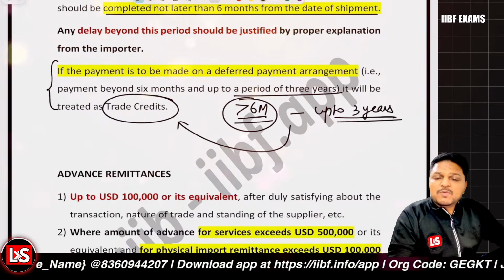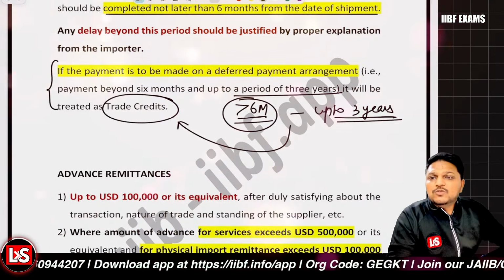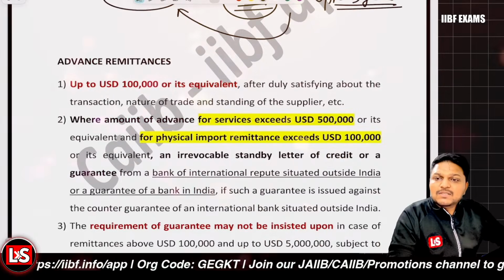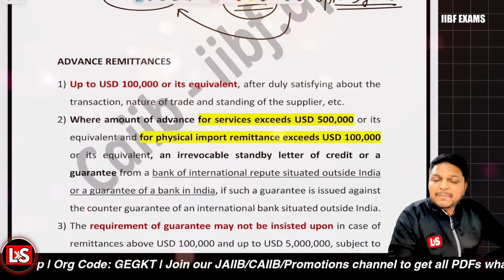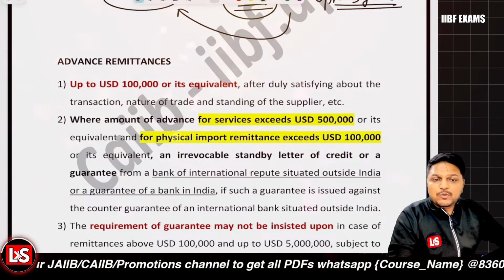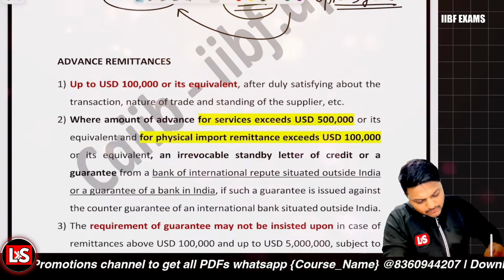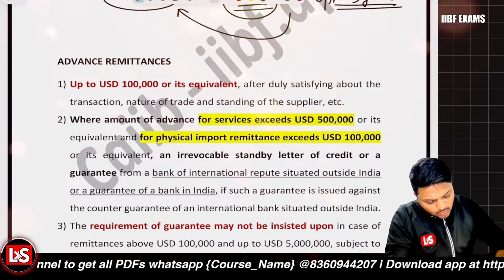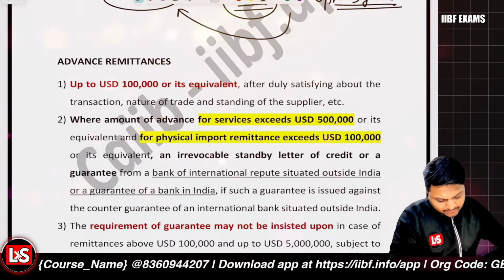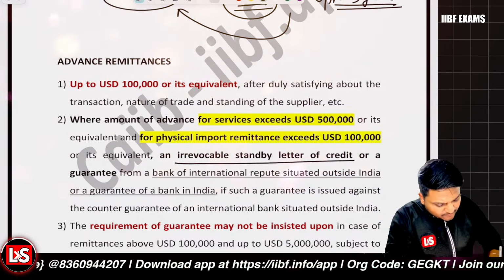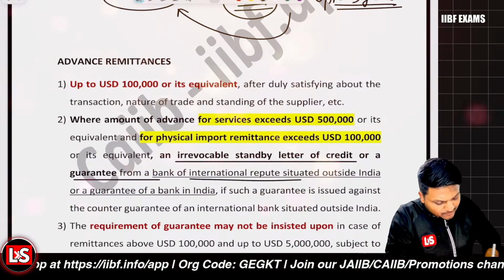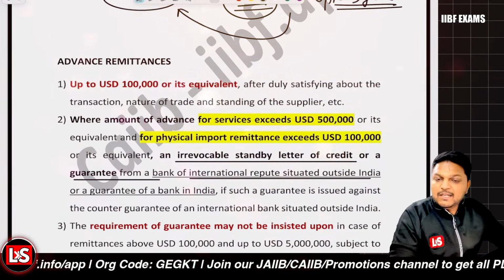And if the advance remittance is exceeding 2 lakh USD per transaction, then the bank may require a bank guarantee or standby LC from an internationally reputed bank. Where the amount is exceeding 2 lakh USD, an irrevocable standby letter of credit or bank guarantee is required from a bank of international repute situated outside India.